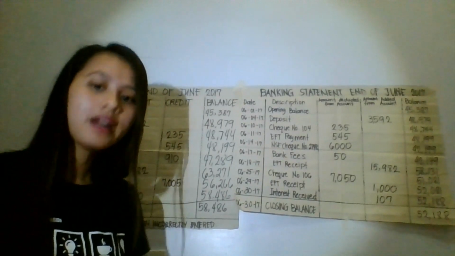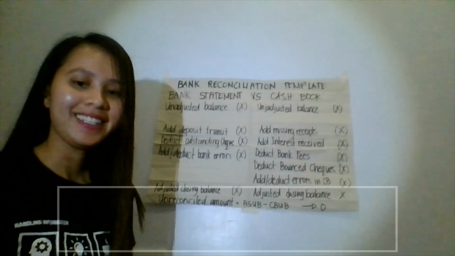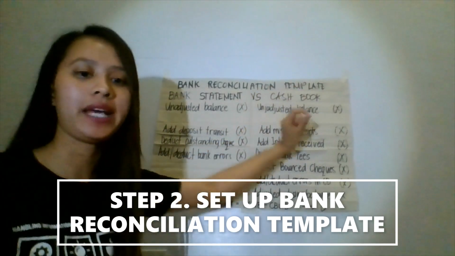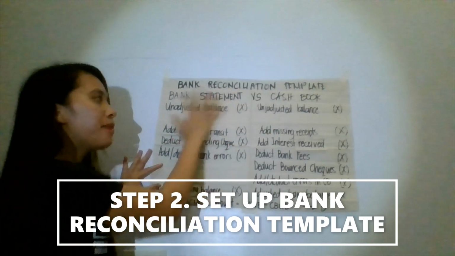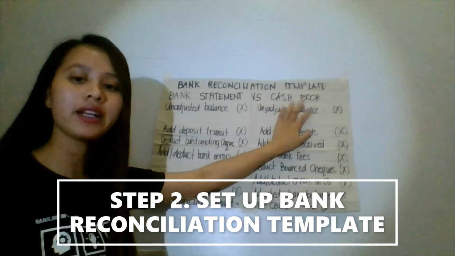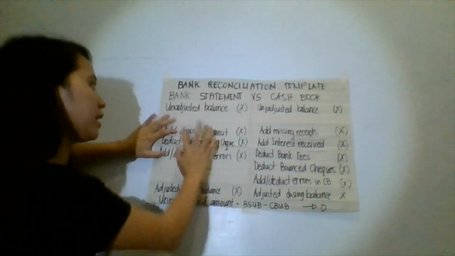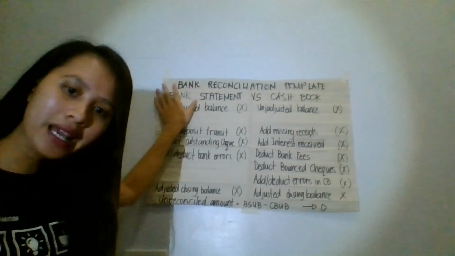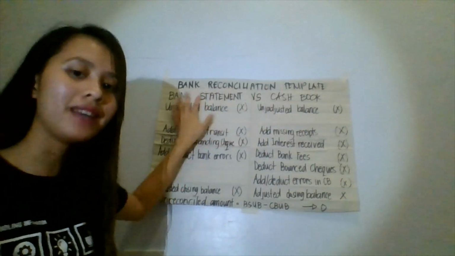The second step is to prepare your bank reconciliation template. So I have it here with me. This is an example of a bank reconciliation template. In the bank reconciliation statement, we have the bank statement versus the cash book. In the bank statement column, you're going to place everything that is recorded in the cash book but not recorded in the bank statement.